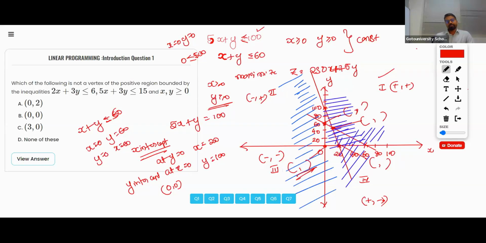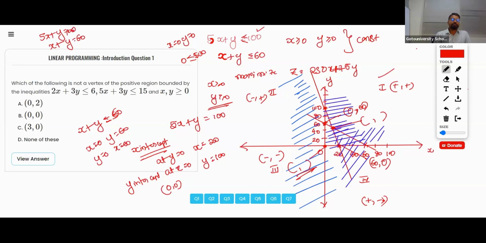So now this is an example. We'll come back to the same example later. We can check the values at this particular point. Here x is 0, y is 60. And at this particular point, y is 0, x is 60. And at this particular point, we just have to solve these two equations. The two equations we have are 5x plus y equal to 100 and x plus y equal to 60.